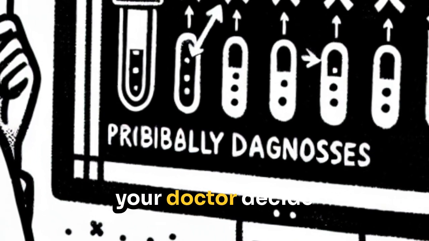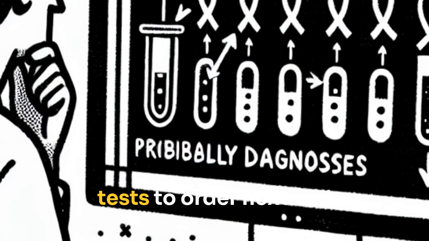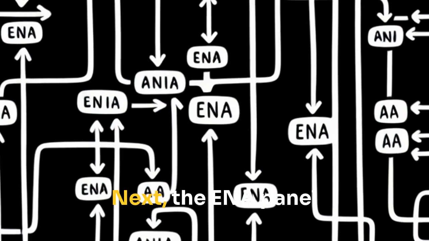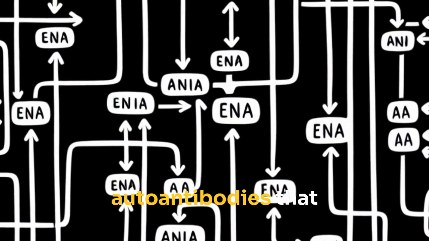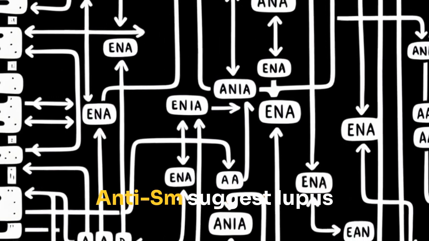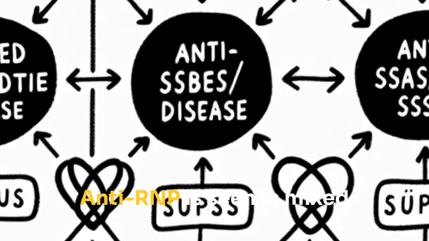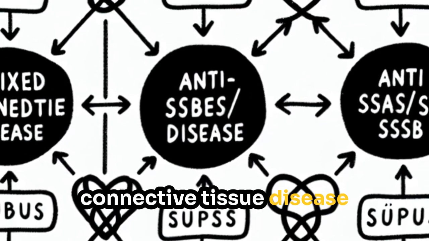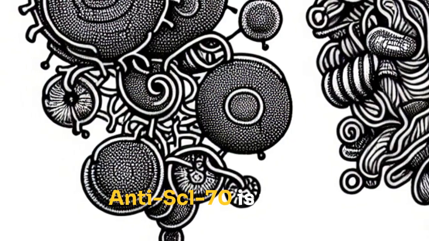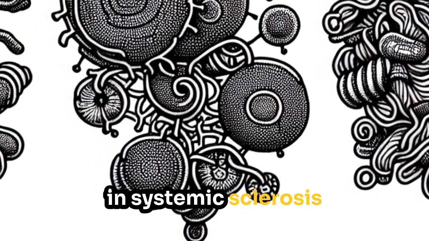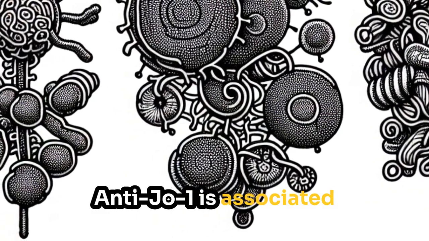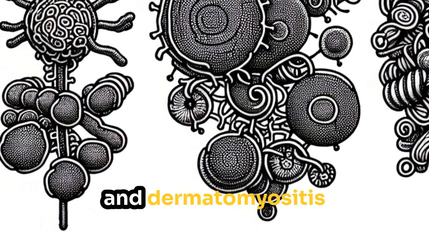These patterns help your doctor decide which specific antibody tests to order next and guide them toward the most likely diagnosis. Next, the ENA panel checks for specific autoantibodies that point to certain autoimmune diseases. Anti-dsDNA and anti-Sm suggest lupus. Anti-RNP is seen in mixed connective tissue disease. Anti-SSA and SSB are linked to Sjogren's and lupus. Anti-Scl-70 is found in systemic sclerosis. Anti-centromere indicates limited scleroderma. Anti-Jo1 is associated with polymyositis and dermatomyositis.